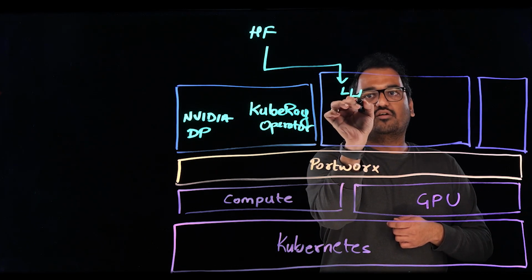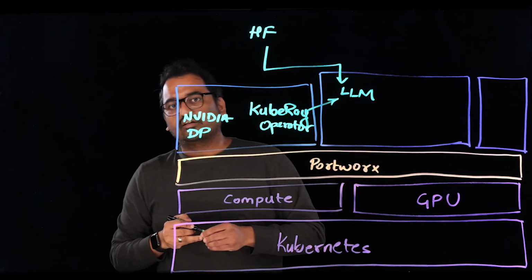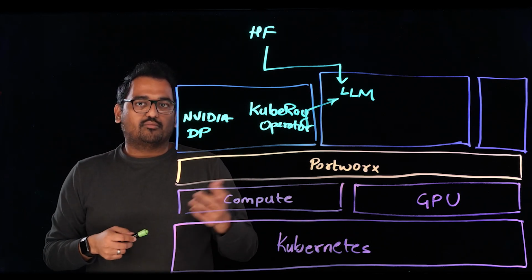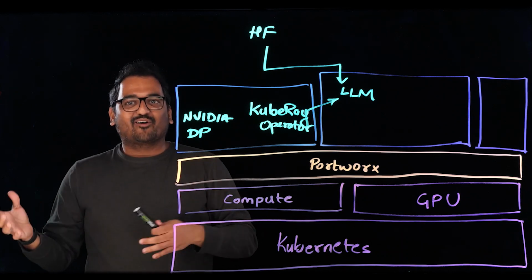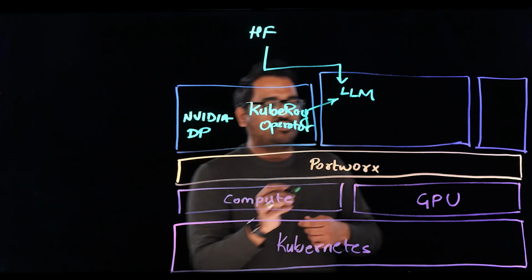So this can be your LLM that's being deployed by the kubeRay operator as a custom resource, where you're pulling down that model from a Hugging Face repository. To build the Retrieval Augmented Generation piece of this architecture, we'll also deploy a vector database.